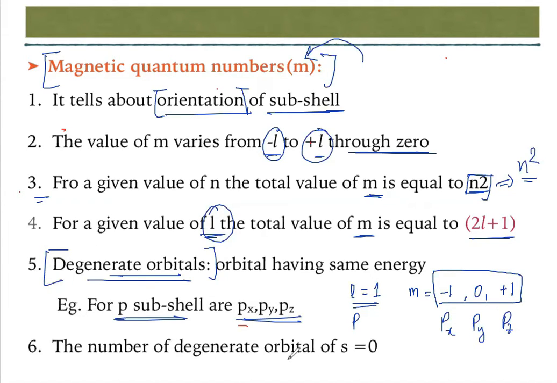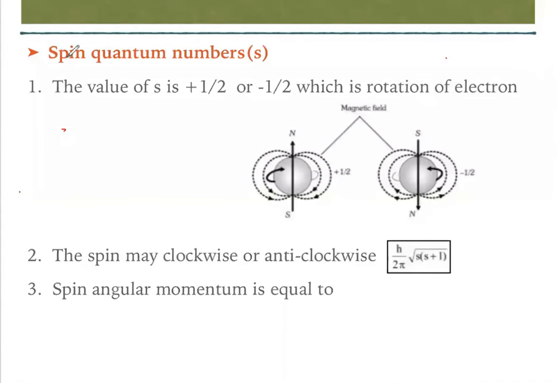The number of degenerate orbitals for S is equal to 0. That means there are no degenerate orbitals for S subshell. So the next quantum number is spin quantum number, represented with small s. The value of s can be plus half or minus half. So plus half and minus half represent clockwise and anti-clockwise rotation. Okay, so you can see that this picture tells about one is the clockwise, another is the anti-clockwise rotation. So the values are given depending upon their rotation.